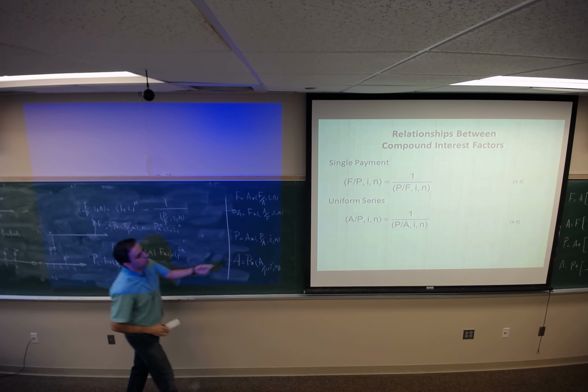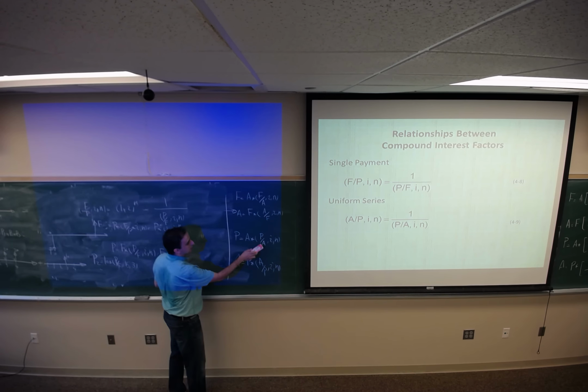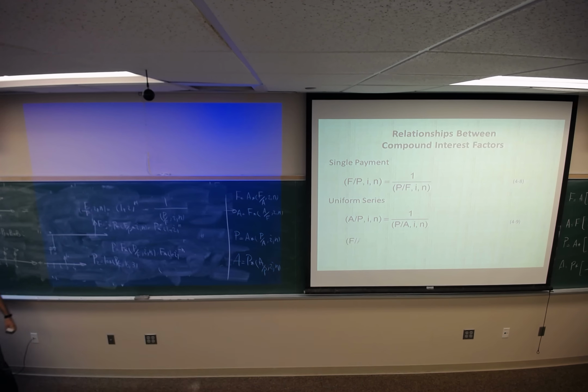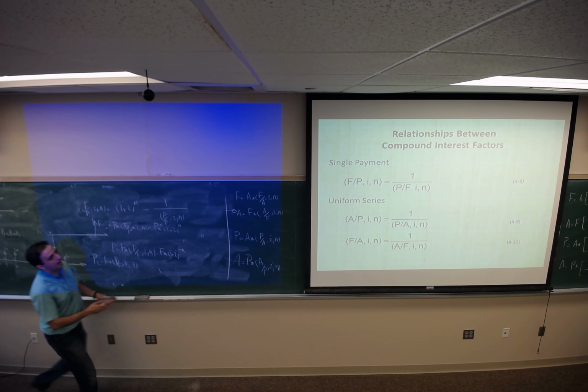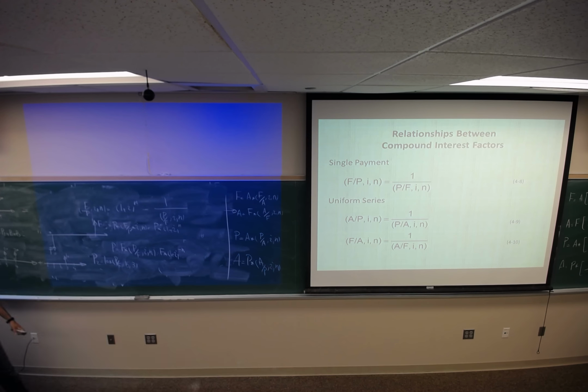For uniform series of payment also it's valid. A over P I N is going to be equal to 1 over P over A I N, and F over A I N is going to be equal to 1 over A over F I N. Similar things.